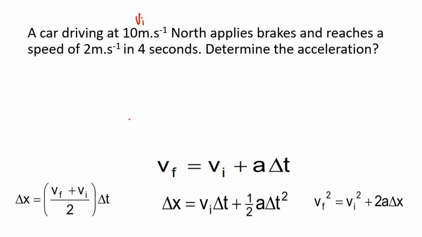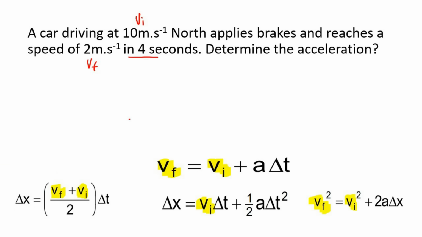So let's go highlight all of our VIs. VI, VI, VI, because we don't know what formula we're going to use. Then it says it's driving north and it applies brakes and reaches a speed. So this is the final speed. We highlight all of the final speeds. Final speed and final speed. And then let's just say here, final speed.